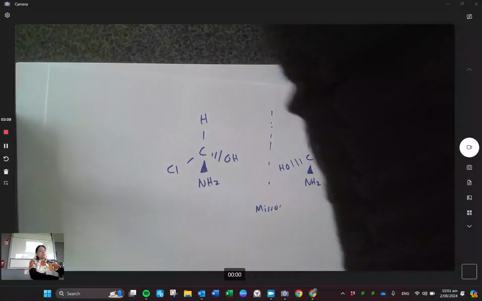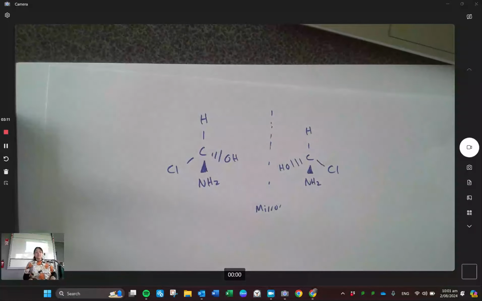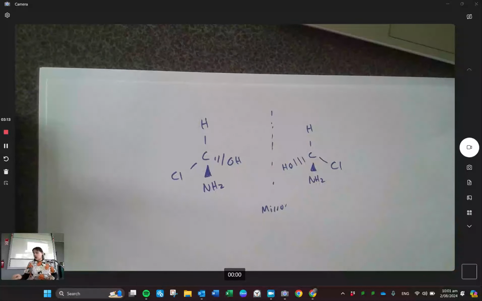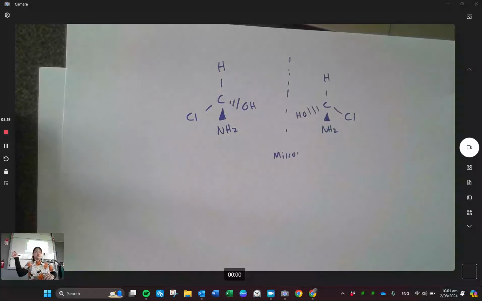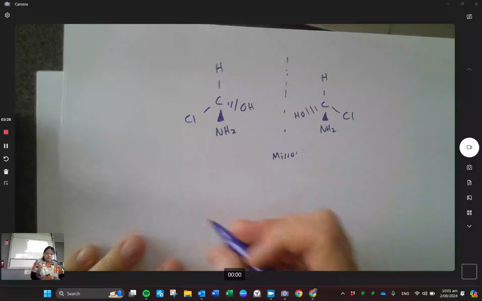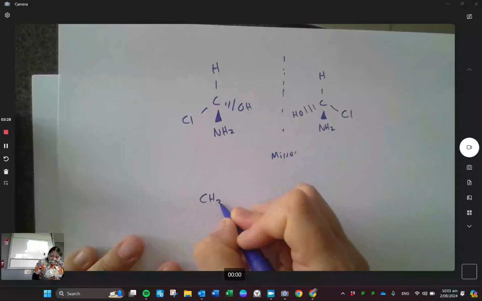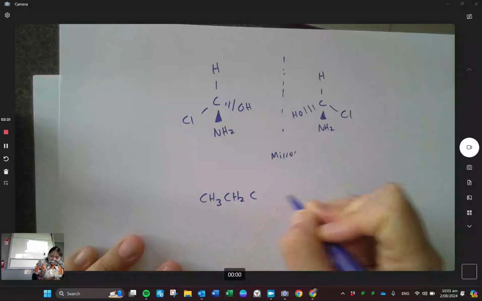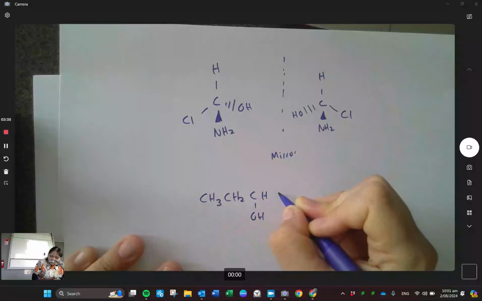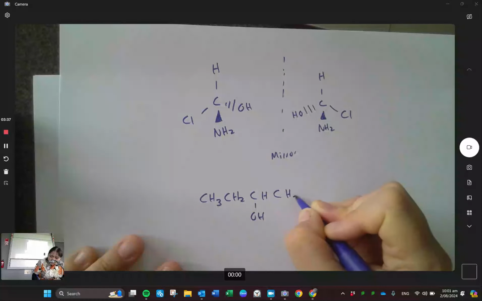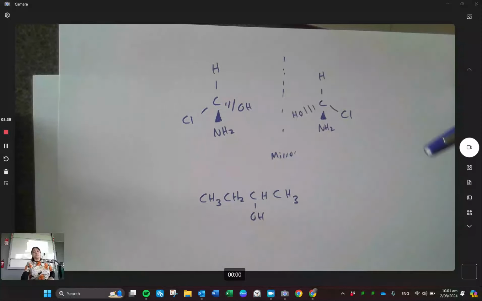In order to have optical isomers, the main thing you need to have is something called a chiral carbon. So we need a carbon with 4 different things attached to it. Let me draw you an organic molecule, because they often will ask you, in this organic molecule, where's the chiral carbon? That way you can draw the optical isomer. So let's say I had CH3, CH2, C, H, CH3. Let's say I have this molecule here.